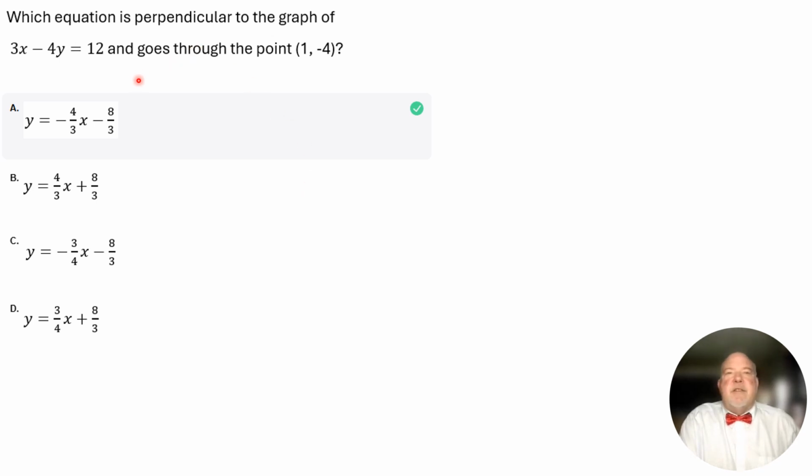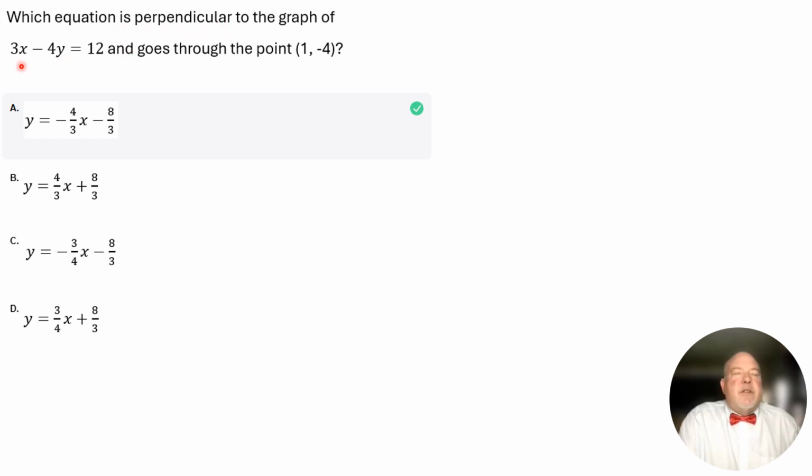So this question says, which equation is perpendicular to the graph of 3x minus 4y equals 12 and goes through the point (1, -4)? So, a couple things. Perpendicular, the slopes of perpendicular lines, you should know, are opposite reciprocals of each other. And we'll talk about that more in a second.